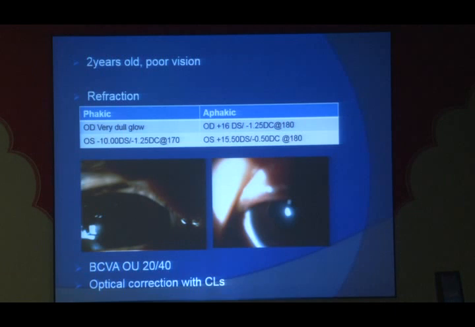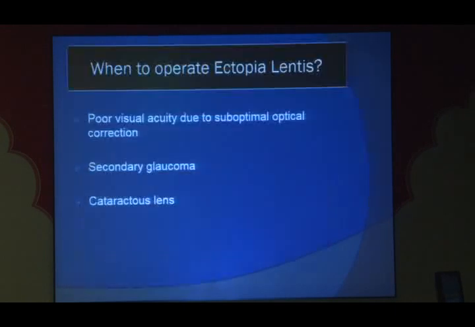and this was his refraction. He had a subluxated lens in both the eyes, and in the right eye he was mainly aphakic undilated, and in the left eye he was mostly phakic in the undilated state. He was given optical correction with contact lenses, and he had a best corrected visual acuity of 20/40 in both eyes. So this case shows that not all cases of ectopia lentis need to be operated.